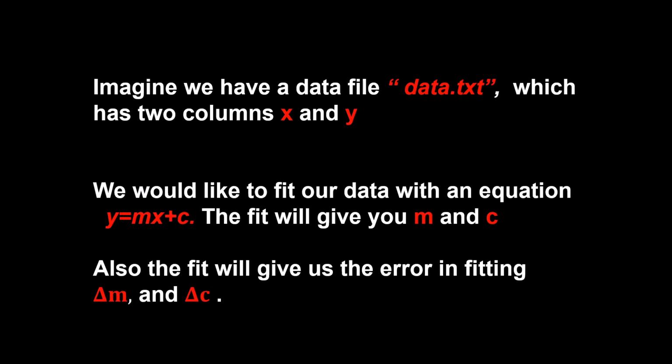So now imagine you have a data file which has two columns, x and y, and we would like to fit our data with a function y is equal to mx plus c. The fit will give you the slope m and the intercept c. Now, we would also like to know what is the error in our fitting, that is delta m and delta c.